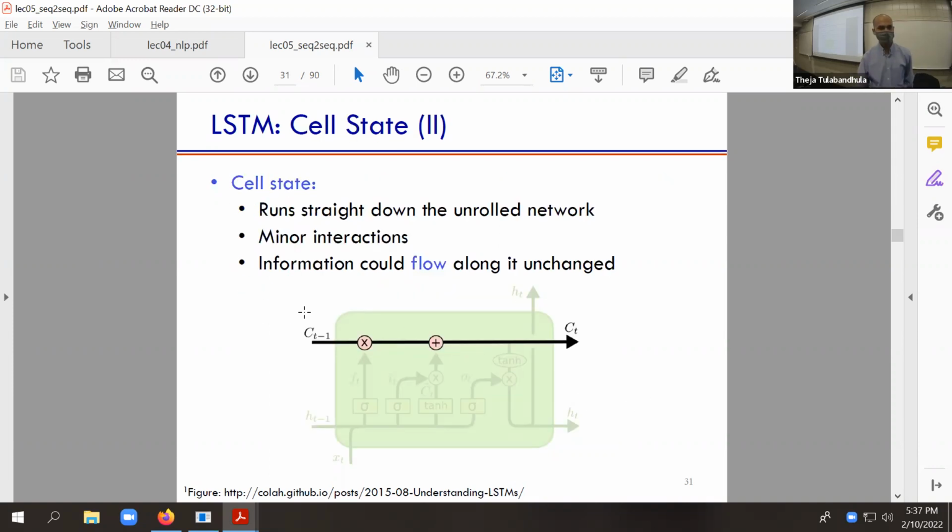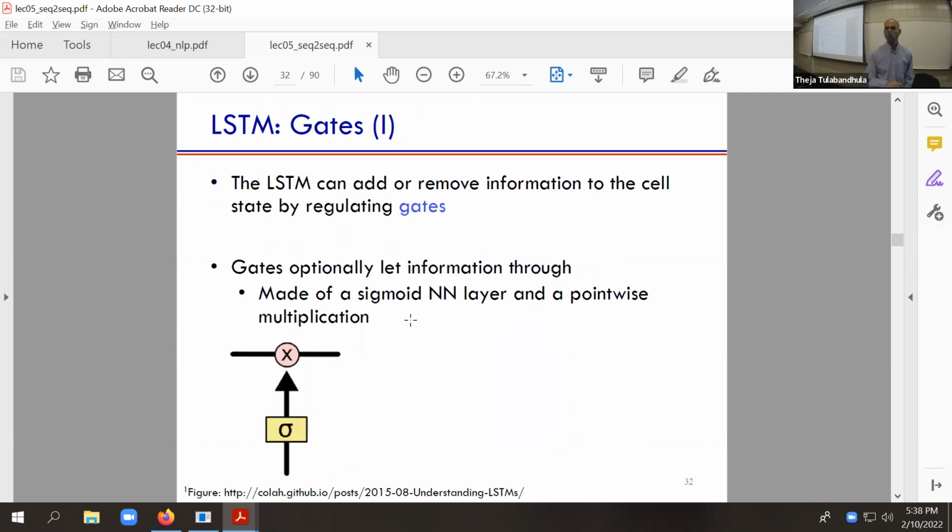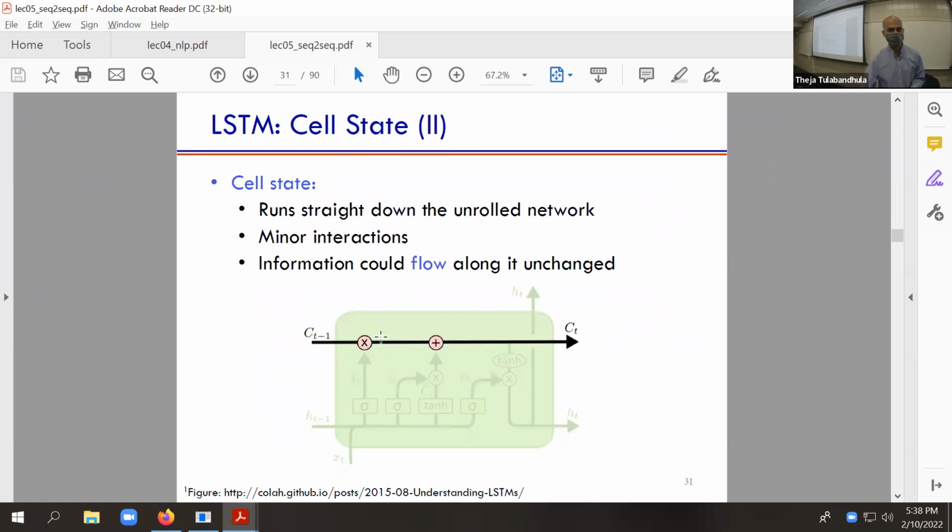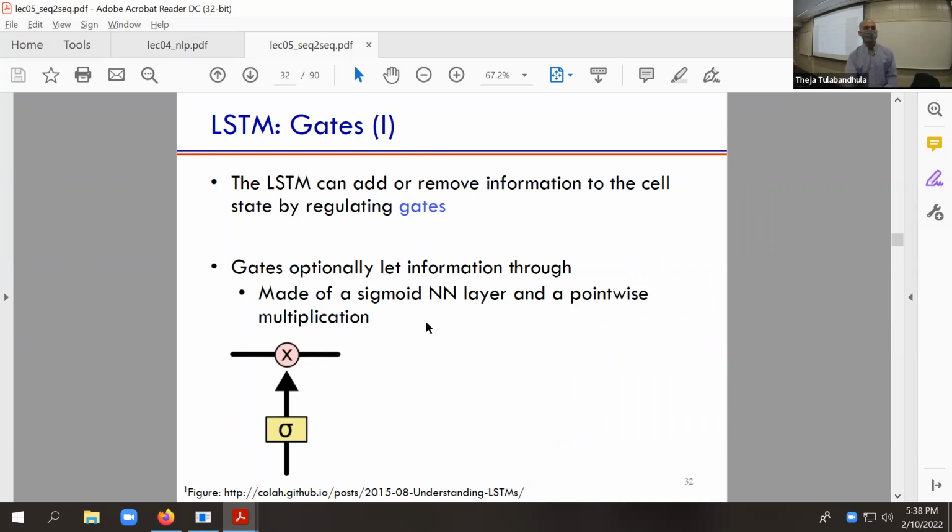So what are these changes? We'll talk about these changes via the notion of gates. Gates are just like taps, like a kitchen tap. This is an example of a gate in the bottom left. So the LSTM can add information to the cell state, information in the sense of a vector, by regulating what is called a gate.